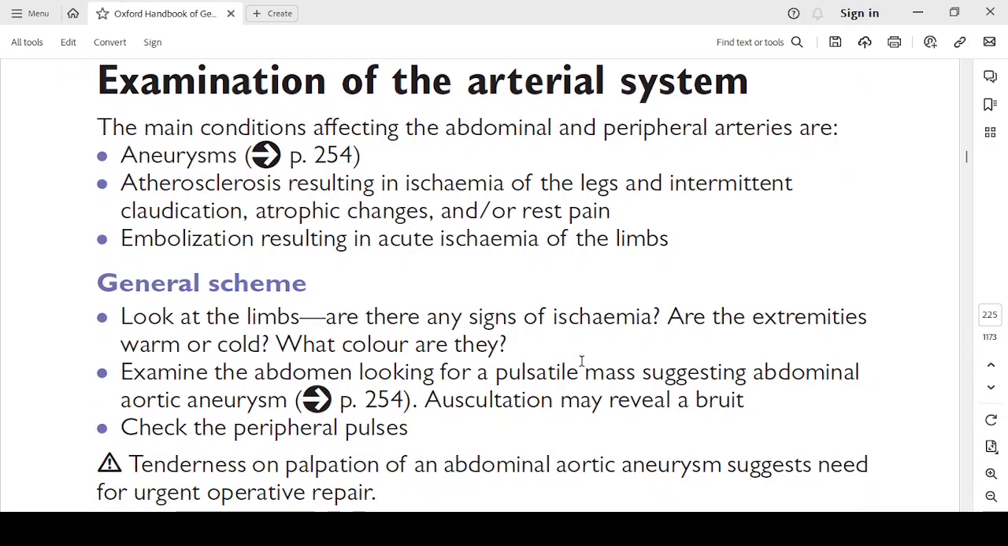Examination of the arterial system. The main conditions affecting the abdominal and peripheral arteries are aneurysms, atherosclerosis resulting in ischemia of the legs and intermittent claudication, atrophic changes or rest pain, and embolization resulting in acute ischemia of the limbs.